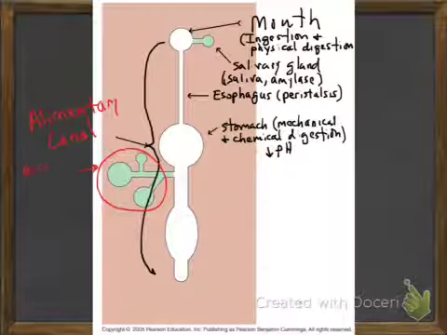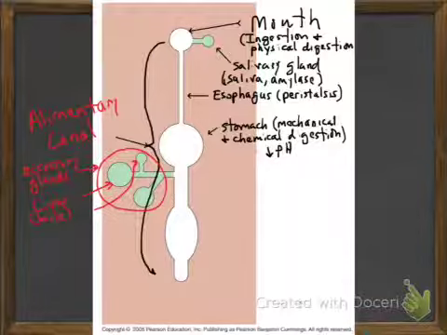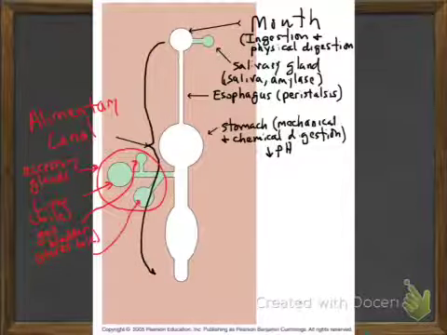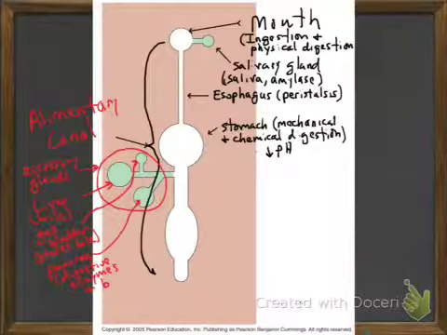Okay, on your left, here's what we call our accessory glands, and the salivary glands are also lumped in with this group. So we've got the liver, and that produces bile, and the liver does a bunch of other stuff, which we'll talk about later, not in this video. Then you've got the gallbladder, which stores the bile.